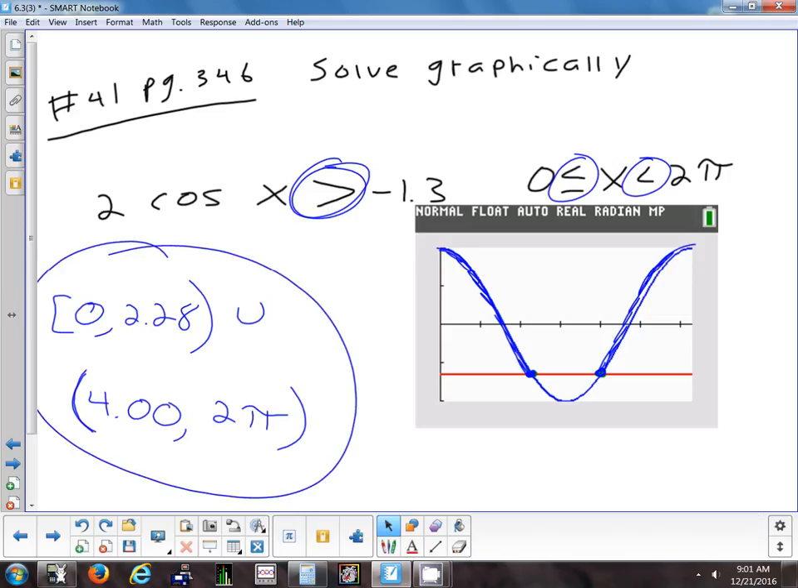What if they wanted to know where this function is below negative 1.3? What would that be? Yeah. Yep, 2.28 to 4 is where it's below. So any questions on that? All right, so that's some of the calculator stuff we're going to get into. We'll see some of the same kind of stuff tomorrow, except we'll do other functions besides just sine and cosine. But same general approach.